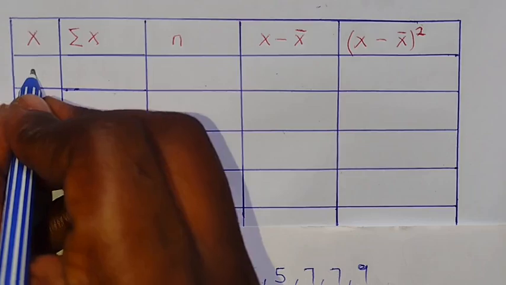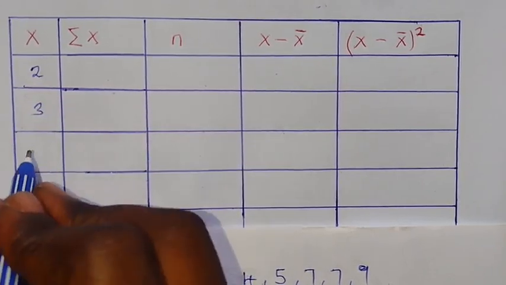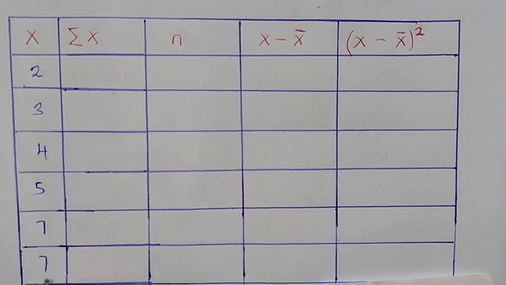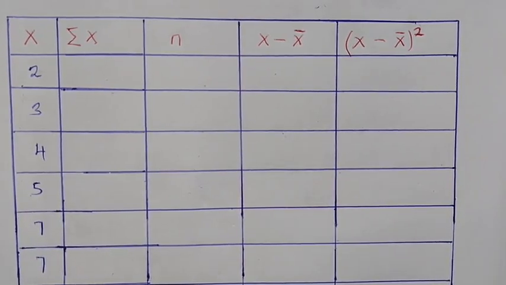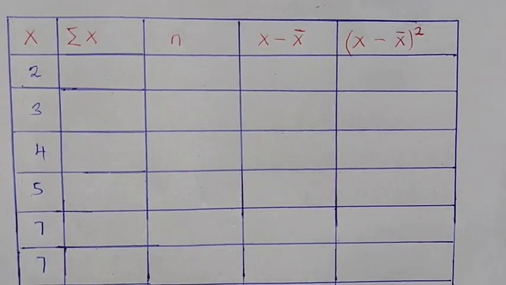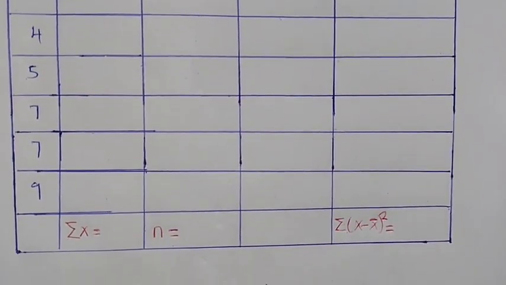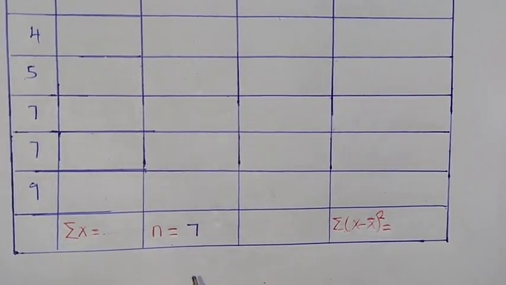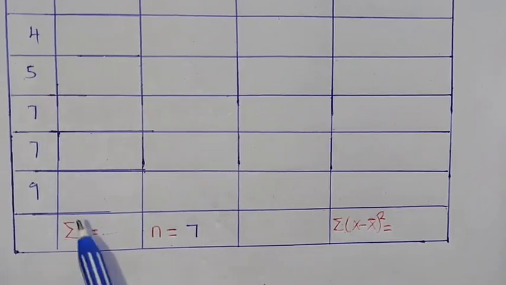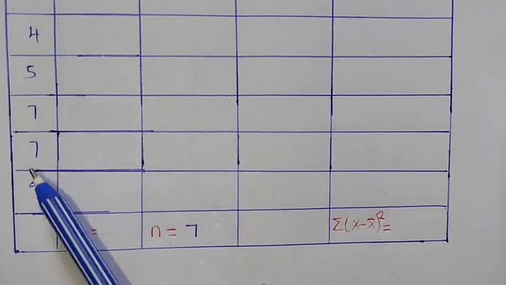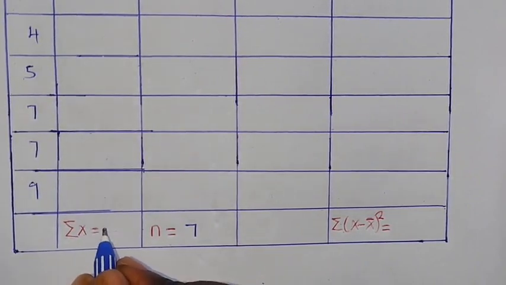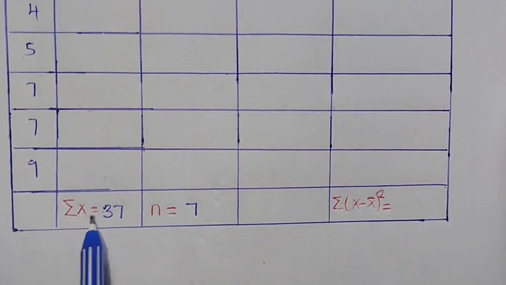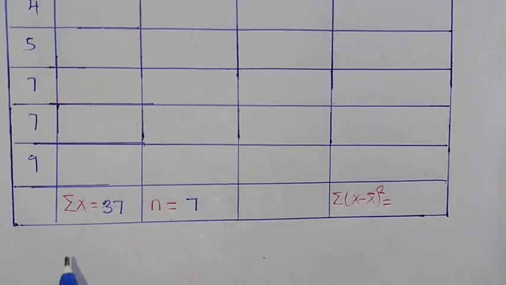So we are going to write them. We have 2, we have 3, we also have 4, then we also have 5, 7, 7, 9. Okay, that is what we have. Then down here, you are just going to have summation of x right here. Number, what's the number there? 7. Then summation of x, it means we need to add these values right here. Remember, we added them and it was giving us what? 37.